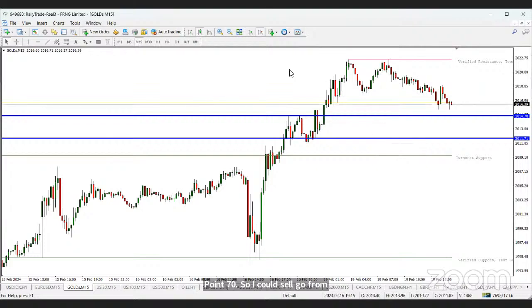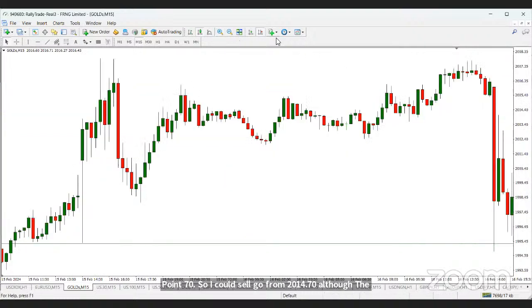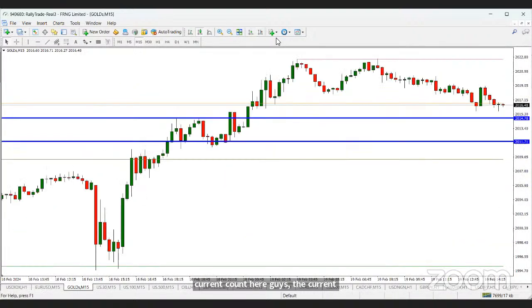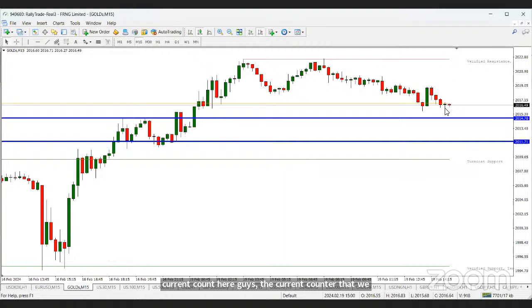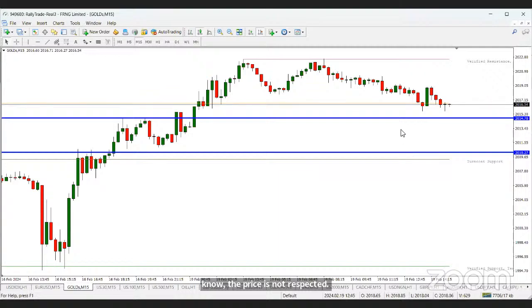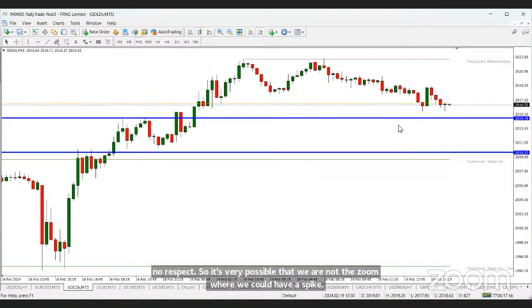Although the current candle here, guys, the current candle that we saw here is like a hammer at this zone. A hammer, and we already had one hammer and a confirmation here, but price did not respect it. So it's very possible that we're around the zone where you could have a spike. So instead of that sell stop, I could wait for price to close.